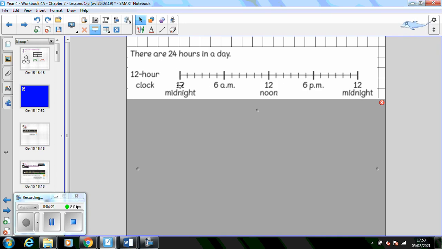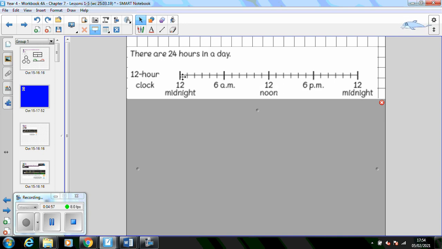We were all asleep at 12 midnight, and then the night came to an end and the sun rose probably a little bit later, and we started to wake up about 6, 7, 8 o'clock. And we have some breakfast, and then we get to 12 noon. Now in school we have our lunch at 12:30, and you can see that again we've got another 12. We've got 12 midnight, and then we've got 12 noon, and this is when our tummies start to grumble.